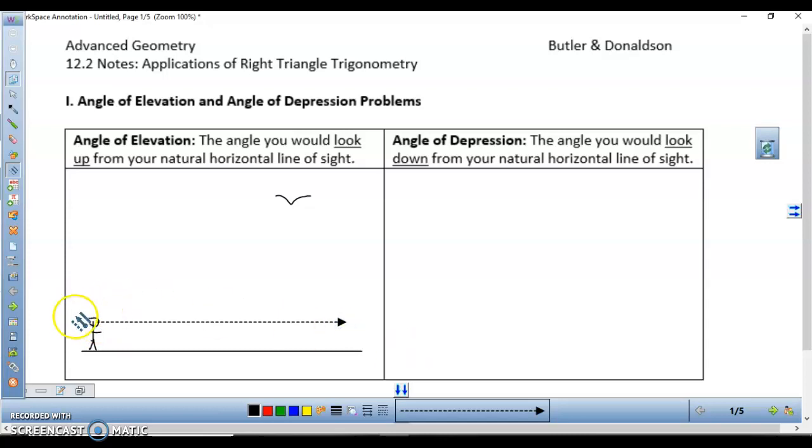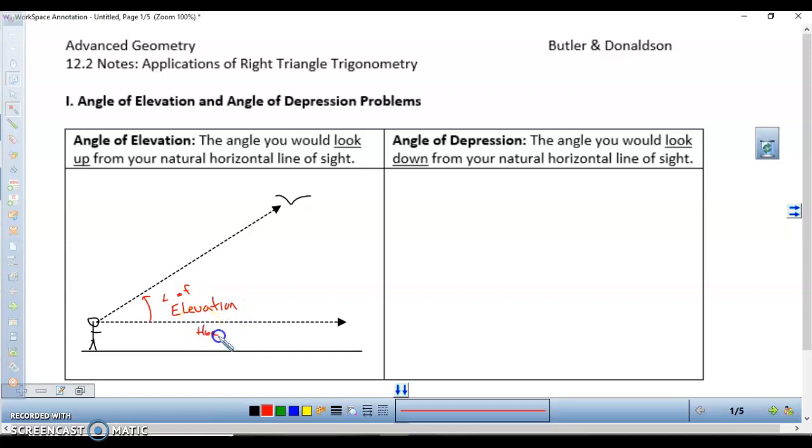But in order to see this bird, instead of looking out horizontally, I need to look up. And that angle that I looked up is referred to as an angle of elevation. So this angle that I looked up from the horizontal is the angle of elevation. Remember, this represents the horizontal. And this is my new line of sight. And again, sorry about my bad handwriting here.